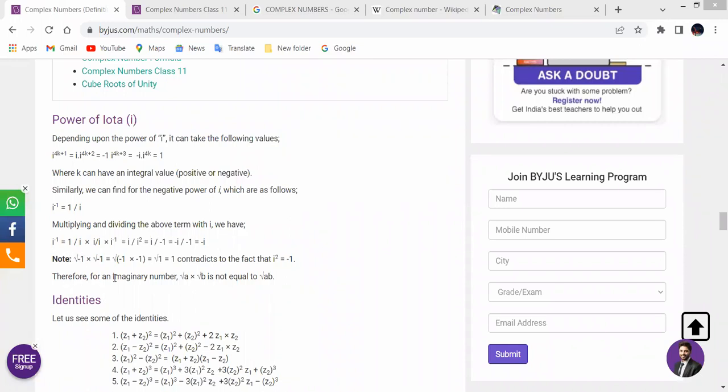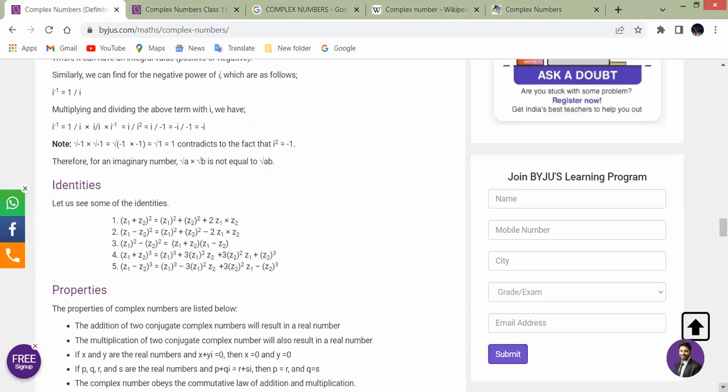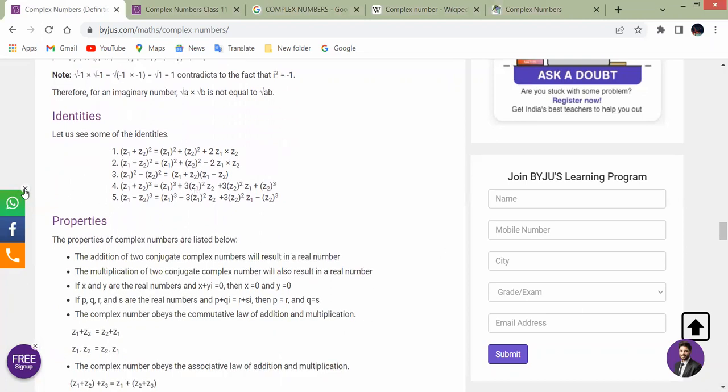Therefore, for imaginary numbers, you can say that square root of a multiplied by square root of b is not equal to square root of ab, and this is equal for other numbers, you can say real numbers, integers, and any kind of number. So there are some identities in complex numbers. Let us see some of the identities.